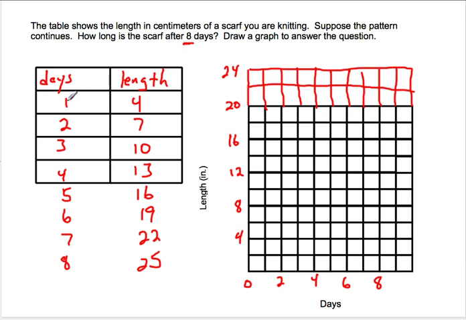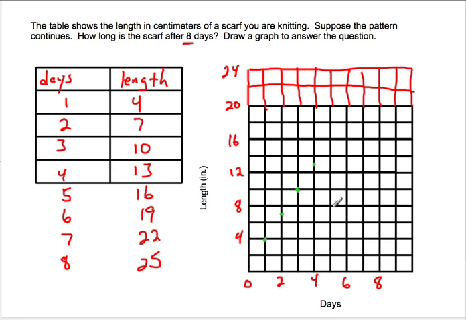So on day 1, let me use a different color here. Day 1 we get a length of 4. So 1, 4. Day 2 we get 7. 2 goes to 7. That should be in between the 6 and the 8. And then 3 we get to 10. And that should be right here. And then 4 we get to 13. So that's going to be in between 12 and 14.